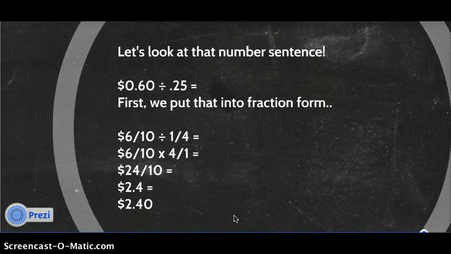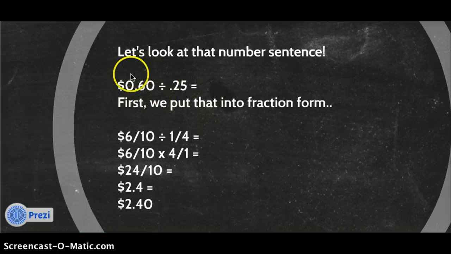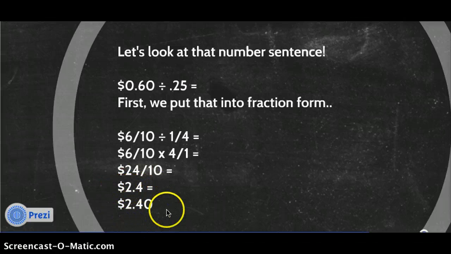But let's look at our number sentence to make sure. So we have 60 cents divided by 25% of the original price. So first we need to put this in a fraction form. So we have 6/10 of a dollar divided by 1/4 of the original price, which would be 6/10 times 4 to get that original price again. So $24 over 10. Finally, we get $2.40 for our final answer.